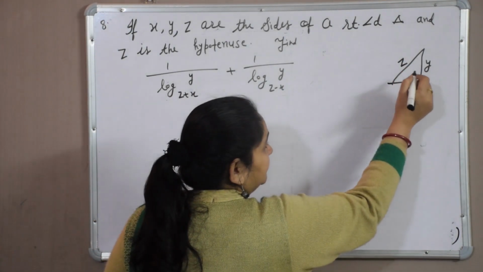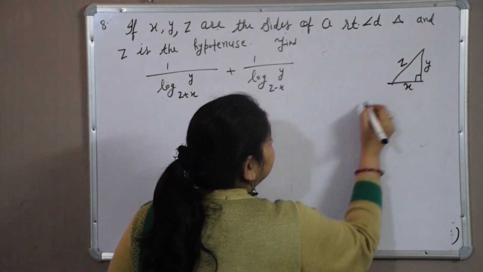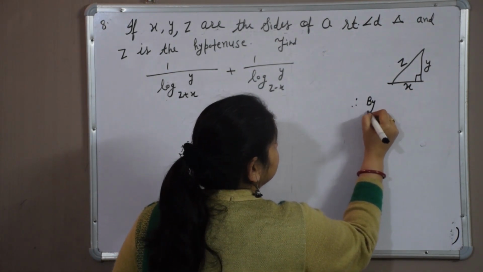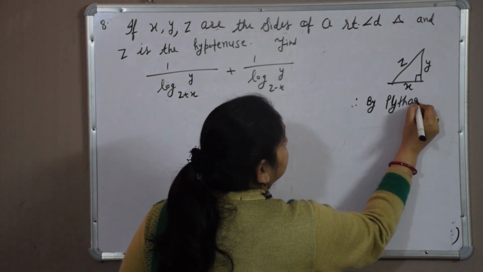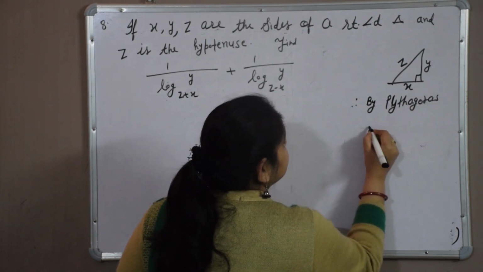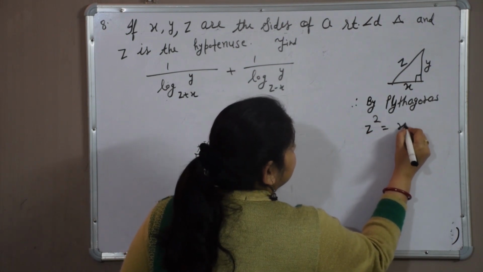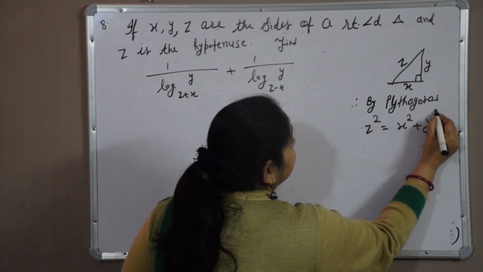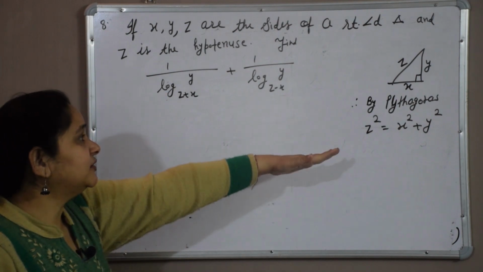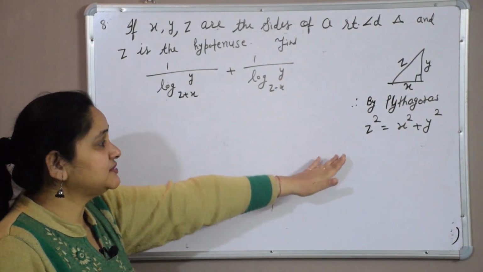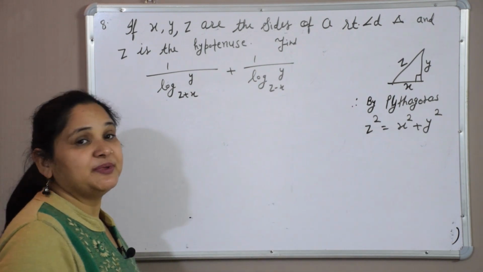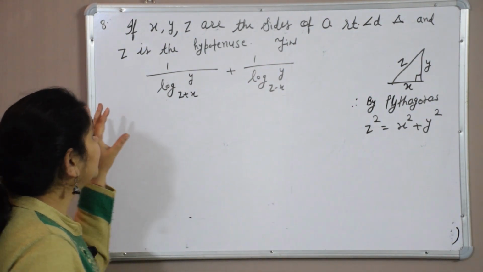Because z is the hypotenuse and it is a right angle triangle, therefore by Pythagoras theorem, we know that z square is equal to x square plus y square. Everyone knows the Pythagoras theorem, hypotenuse square is equal to base square plus perpendicular square, therefore z square is equal to x square plus y square. Now we come to our question.